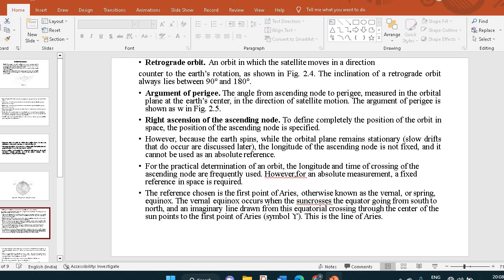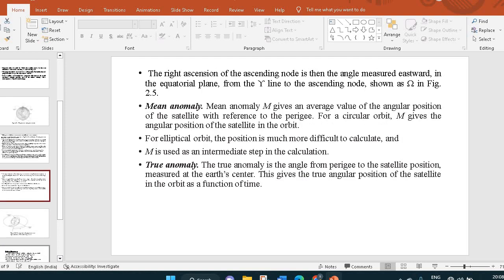The vernal equinox occurs when the sun crosses the equator going from south to north, and an imaginary line drawn from this equatorial crossing through the center of the sun points to the first point of Aries. This is the line of Aries. The right ascension of the ascending node is then the angle measured eastward in the equatorial plane from the line of Aries to the ascending node, shown in the figure.